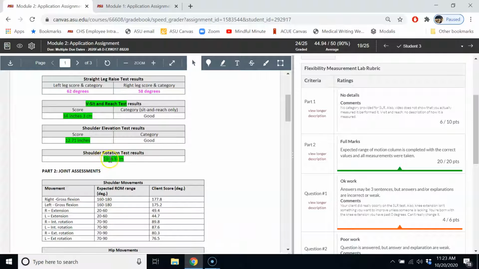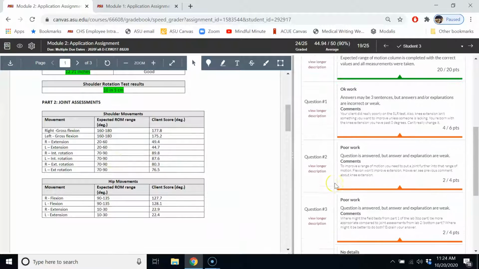This is a real red flag to me, because 10 inches on the shoulder rotation test seems almost impossible unless this person is like a snake who unlocks their jaw. Like, the shoulders are just popping out of the sockets or something. I don't know. This just doesn't seem humanly possible to me.